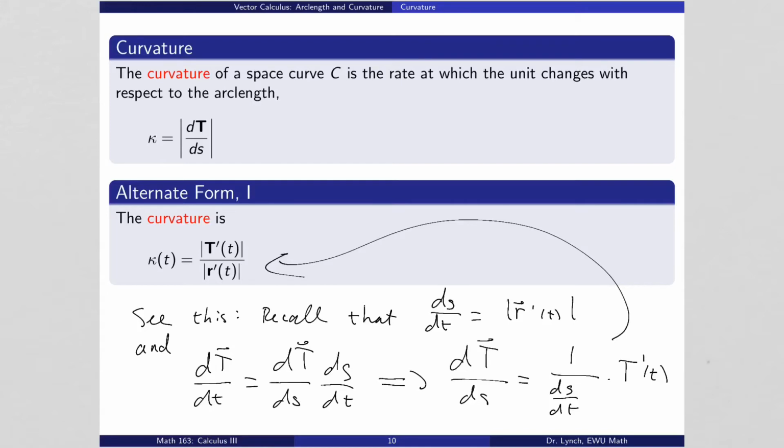And we can use the chain rule here. This is just the chain rule to show that dT/dt is dT/ds times ds/dt. This gives us an expression for dT/ds that we can substitute in and find an expression for the curvature kappa of t. Okay, this ends up being a convenient way to express curvature.